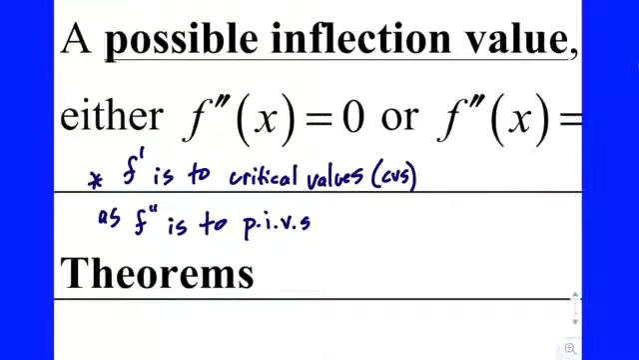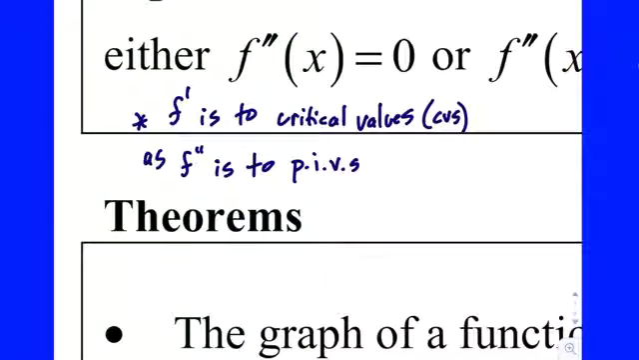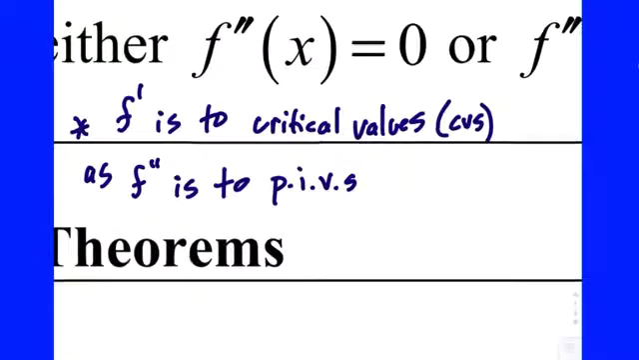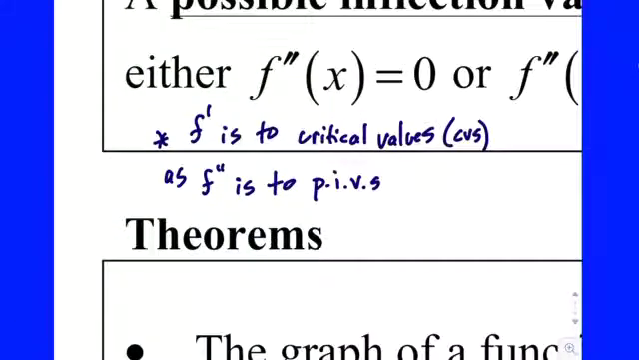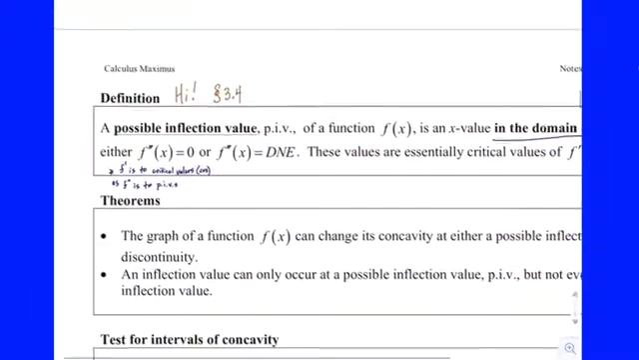Now remember, critical values are possible local max or min locations, right? There is no other term for a possible inflection value other than a PIV, but PIVs are possible inflection values where the graph actually changes its curvature. So we can't say that every critical value is a local max or local min, and we can't say every possible inflection value is an actual inflection value, okay? But it's a possible location.